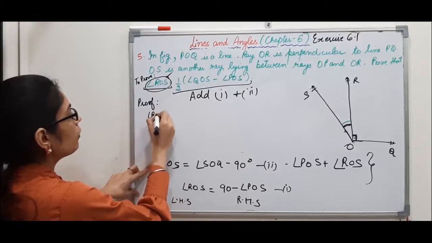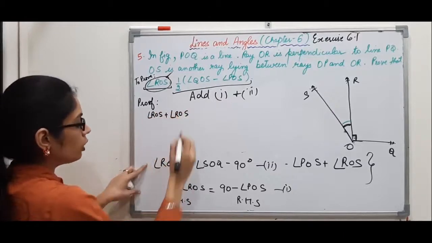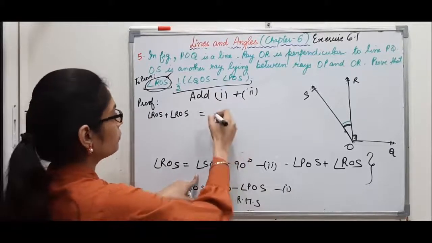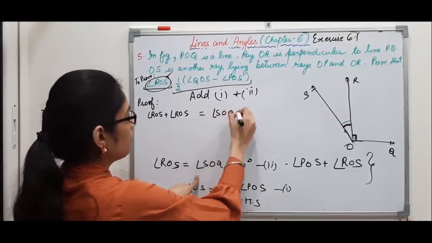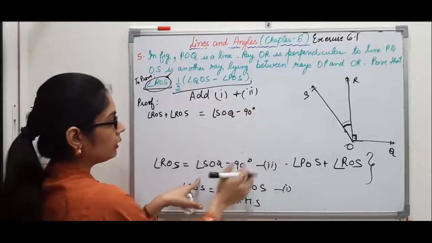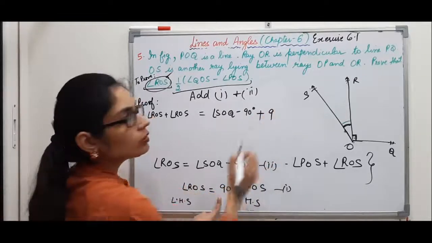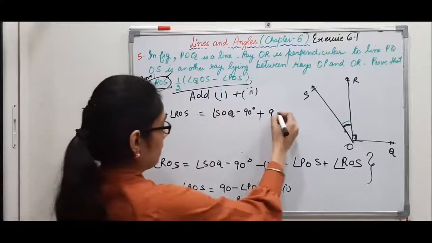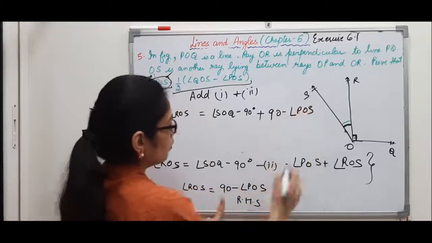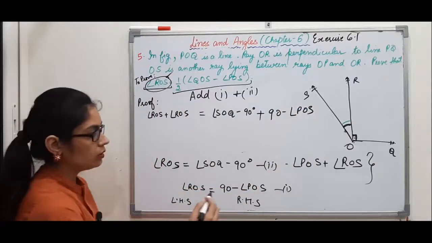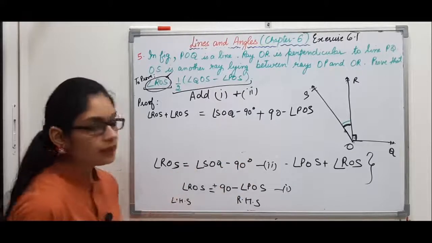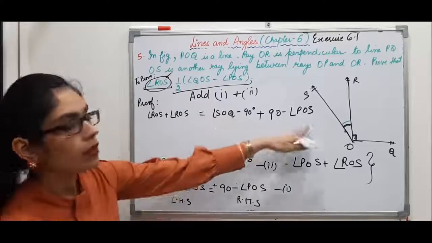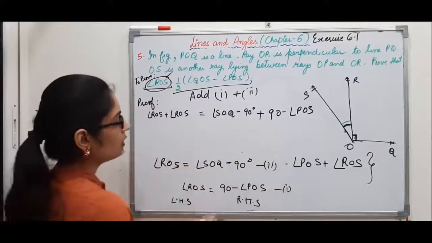So we'll write angle ROS plus angle ROS, because we have to add left hand side in left hand side, is equals to, so all these terms, angle SOQ minus 90, first term as it is I have to write this one, then I have to add this term, because right hand side of this equation and right hand side of this equation I have to add, plus 90 minus angle POS, only because we are doing addition. So here we can write addition. So other signs we don't have to make any changes in any other sign. So that's why all the signs I have written same, since we are adding.